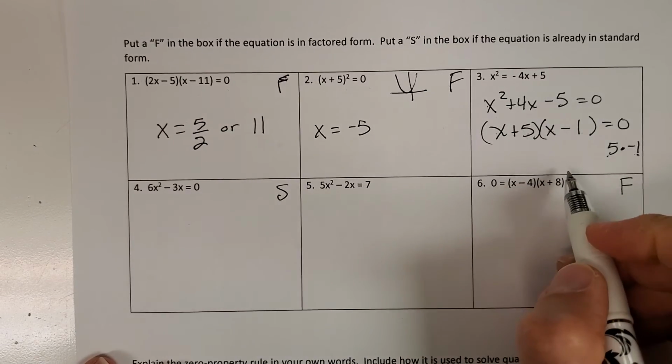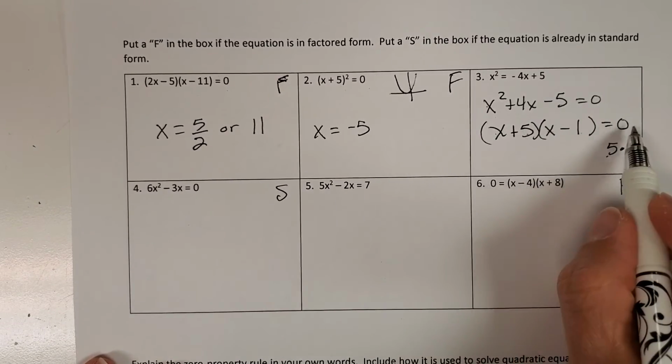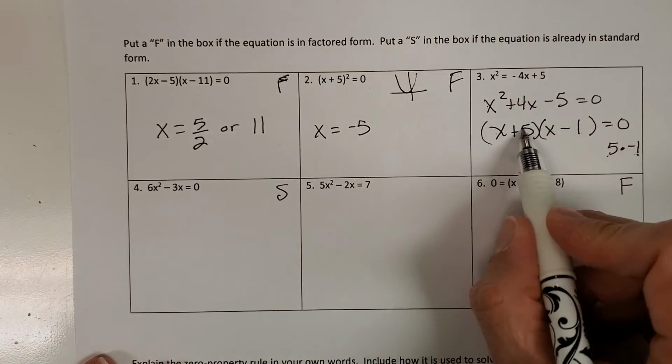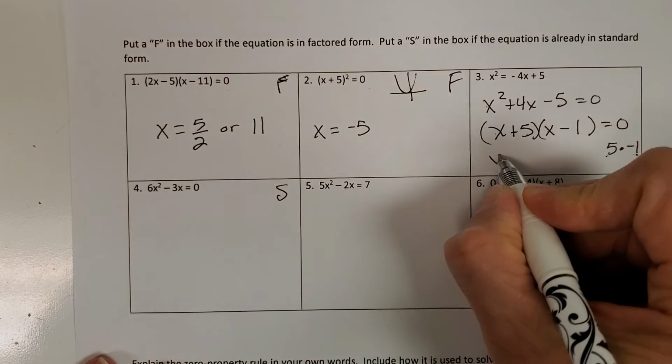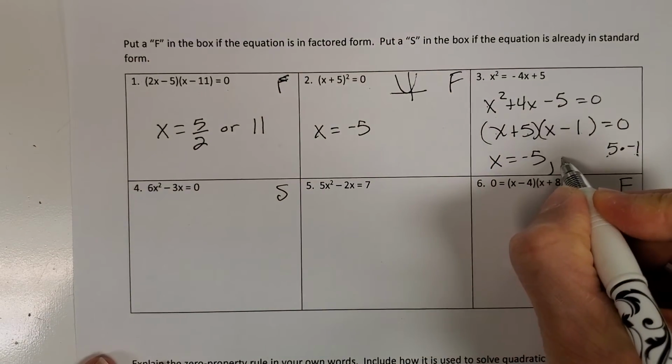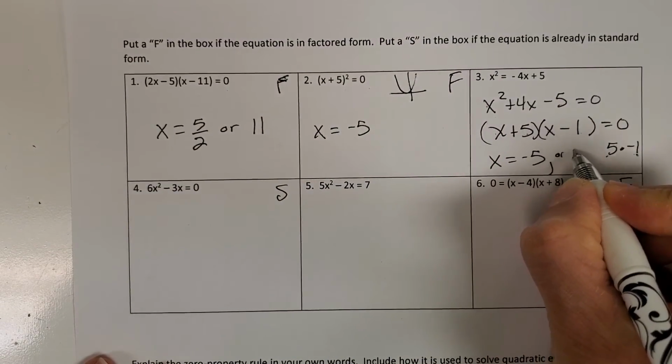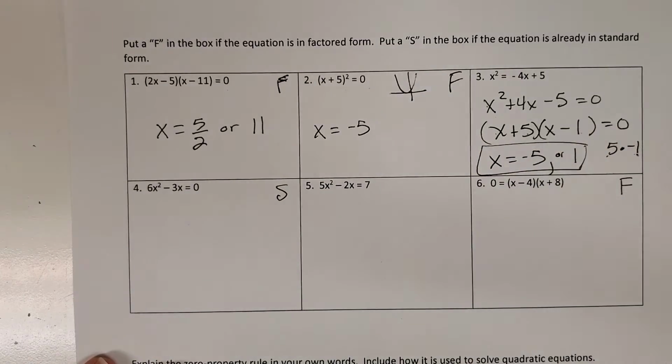So once we get it in factored form, then we're ready to solve using our zero property rule that says either this one or this one must equal 0 in order for them multiplied together to equal 0. And I just use my shortcut again. So x either equals -5 or 1. And those are my answers.